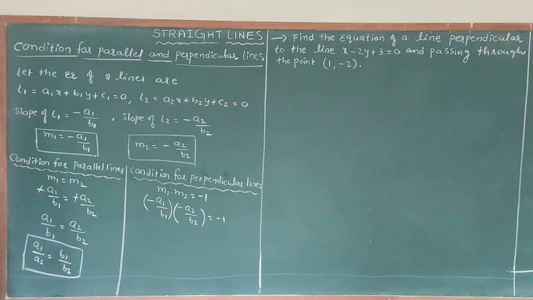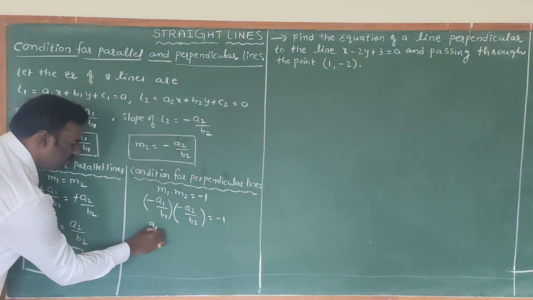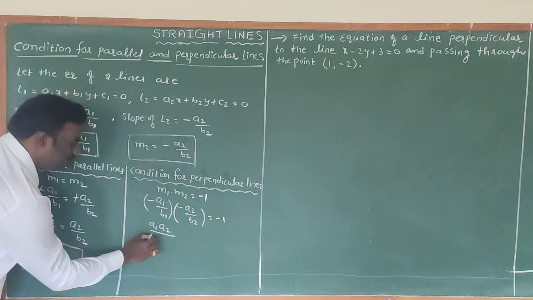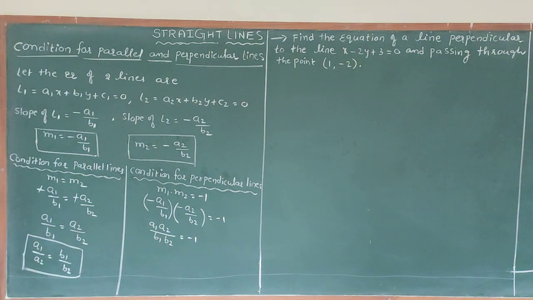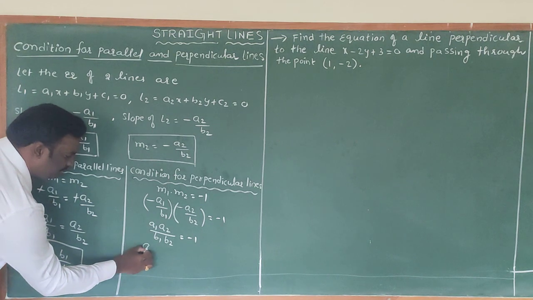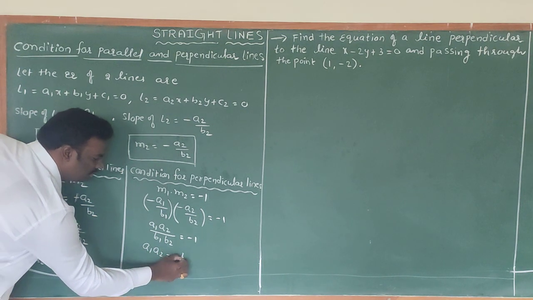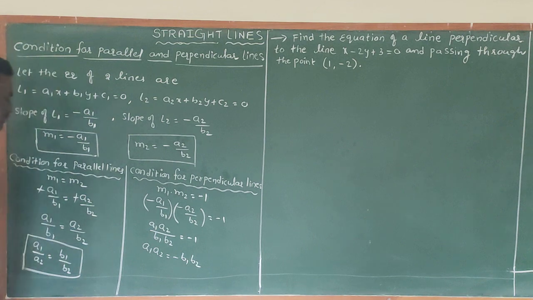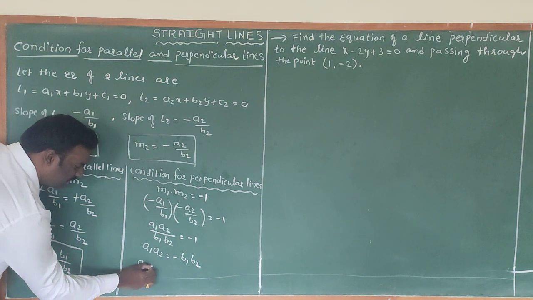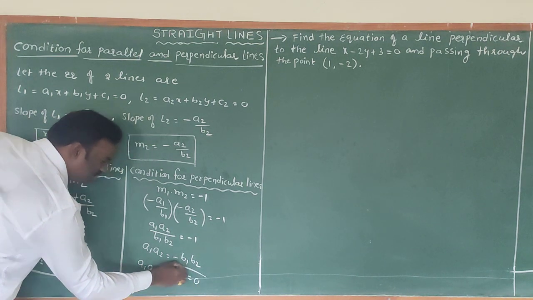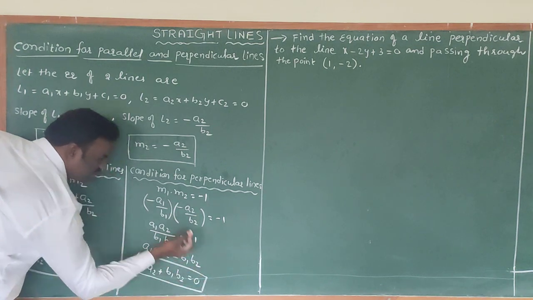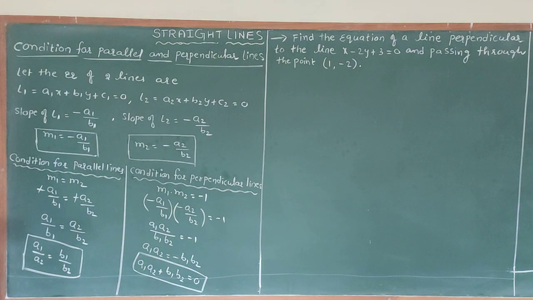If you multiply minus of minus, it becomes plus. Now what you will get? a1 a2 by b1 b2 is equal to -1. Cross multiply. Now a1 a2 is equal to minus of b1 b2. Now send the negative term this side, it becomes positive. Therefore, a1 a2 plus b1 b2 is equal to 0. This is also a condition for perpendicular lines.